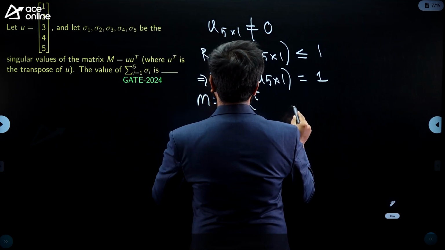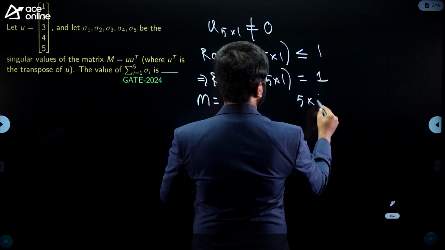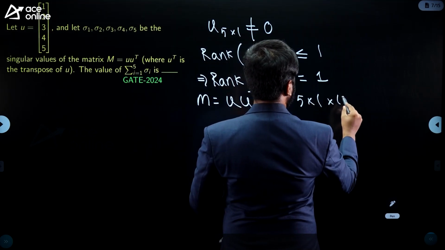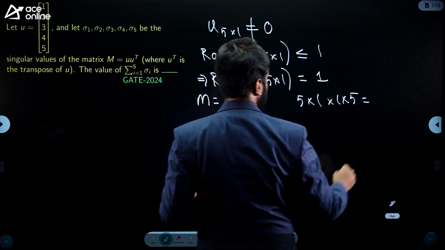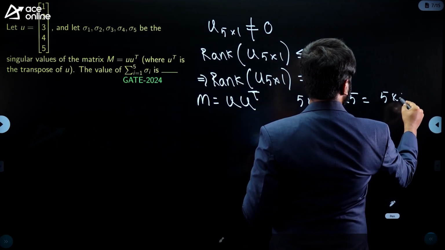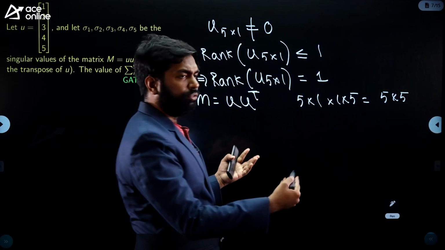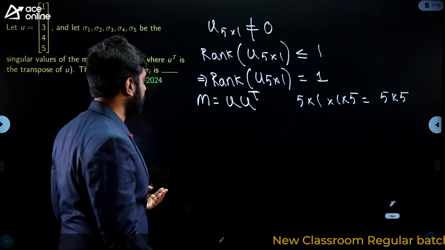Can you guess? What is U? It is 5 cross 1 into transpose, meaning 1 cross 5. The result will be a 5 cross 5 matrix. There is no need to find all the entries of that 5 cross 5 matrix.